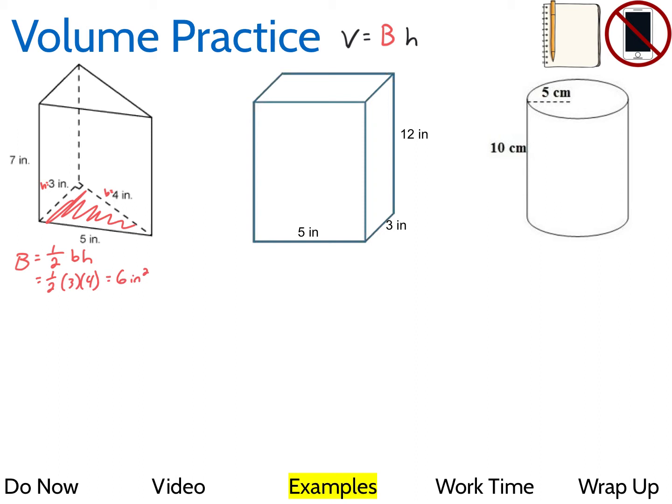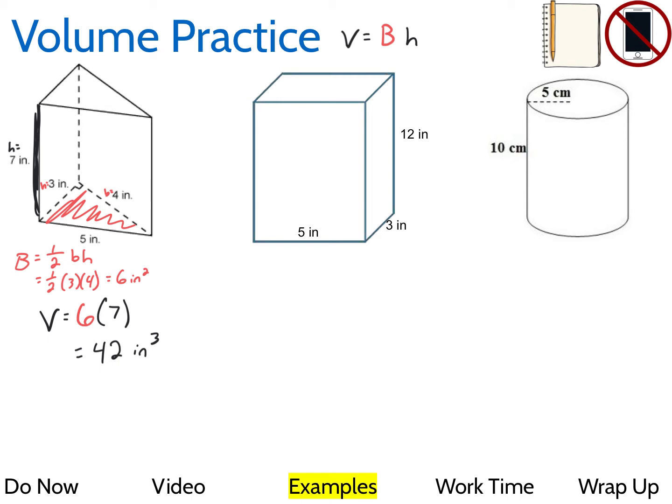So from here, in order to find the volume, the volume equals the area of the base, which is 6, as we just found, times the height of the prism. So the entire height of the prism, which is basically the distance between the two bases, which in our case is 7. So 6 times 7, of course, gives you 42 cubic inches.